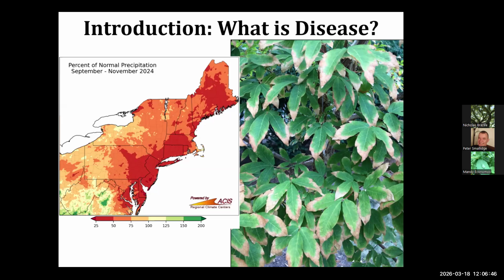With insects, they're a bit more independent. There's the growing degree days when they emerge, and if it's wet or it's dry, that doesn't influence them as much. But a lot of disease outbreaks are really reliant on the environmental conditions in that particular area.